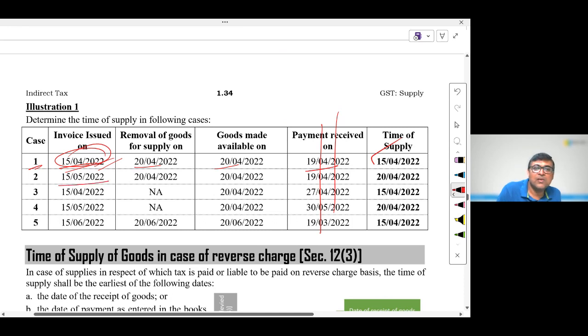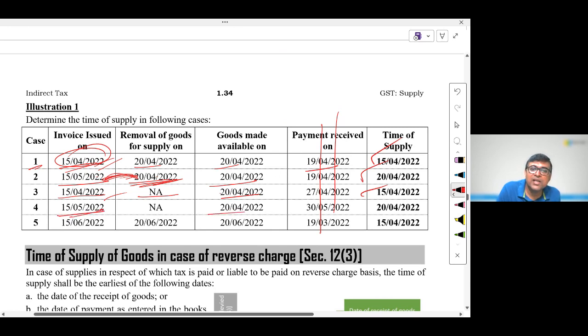15th April is the invoice issue date. Removal of goods is 20th April. Can I say that whichever is earlier, this one or this one? 20th April is the earlier one. So 20th April should be considered as the time of supply. In the next case, 15th April invoice, removal of goods not required, goods made available on 15th April; whichever is earlier, 15th April should be considered as the time of supply.